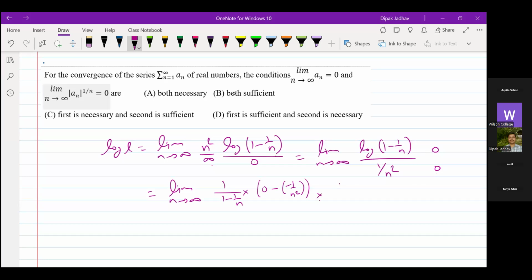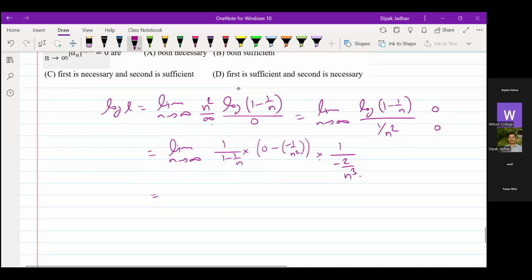That's the derivative of the numerator. What is the derivative of the denominator? Minus 2 by n cube. Yeah, good. So let's see what power of n survives where. If I simplify this, this will go to 0 anyway. Sorry, this will go to 1. As n becomes larger and larger, what will happen to this? Negative infinity.